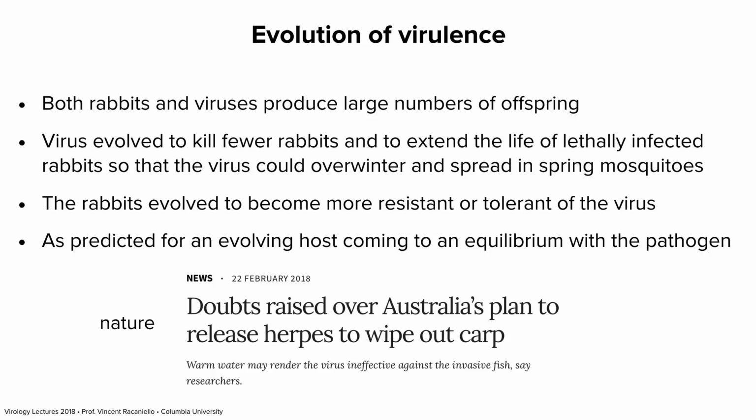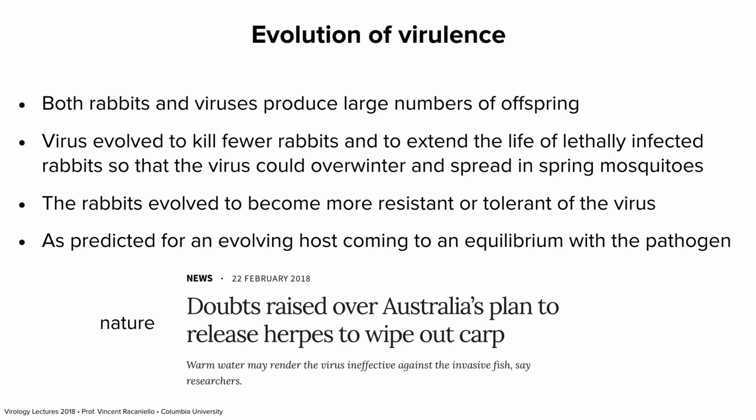As I said, the virus and the rabbits evolved. And this is what we would predict. Initially, you put a virus into a new host, it kills a lot of them, but not all of them. Then it will evolve to become less virulent, so both the virus and the host can exist.